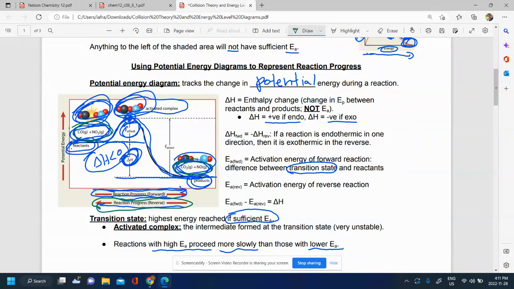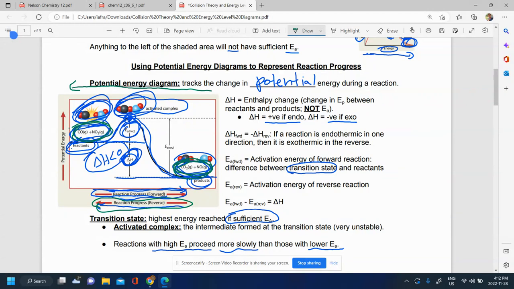So from the perspective of going in this direction over here, it's now endothermic because your CO and NO are lower in energy and your CO and NO2 are higher in energy. So if you take an exothermic reaction and make it go backwards, it becomes endothermic. And it's the same thing the other way around. If you take an endothermic reaction and make it go backwards, it's an exothermic reaction.